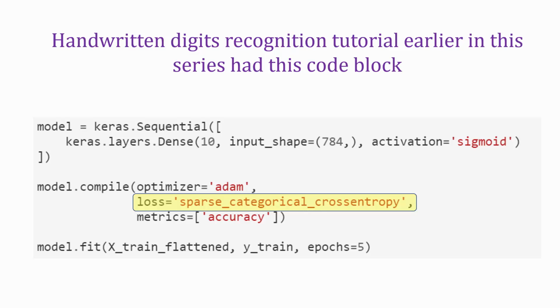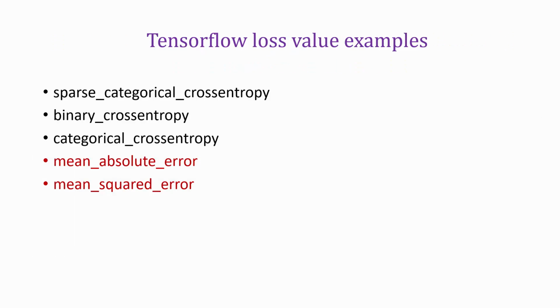We use sparse categorical cross entropy, but there are other possible values such as binary cross entropy, categorical cross entropy, mean absolute error, mean squared error. Now, in our machine learning tutorial playlist earlier, we have talked about mean squared error. So we are going to look at these two, mean absolute error and mean squared error, really quickly by using the example of play cards.